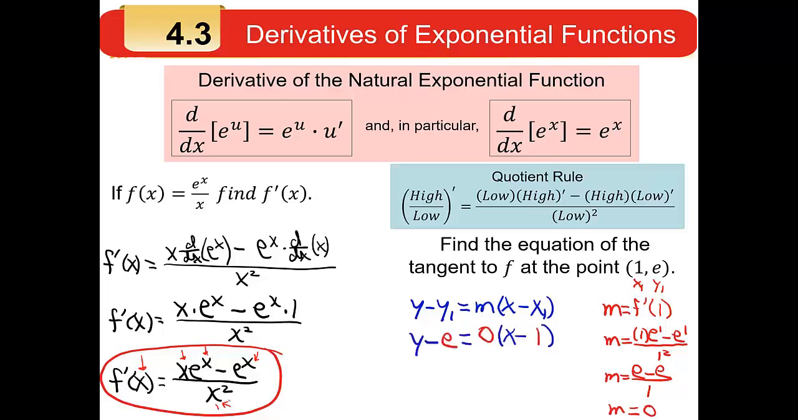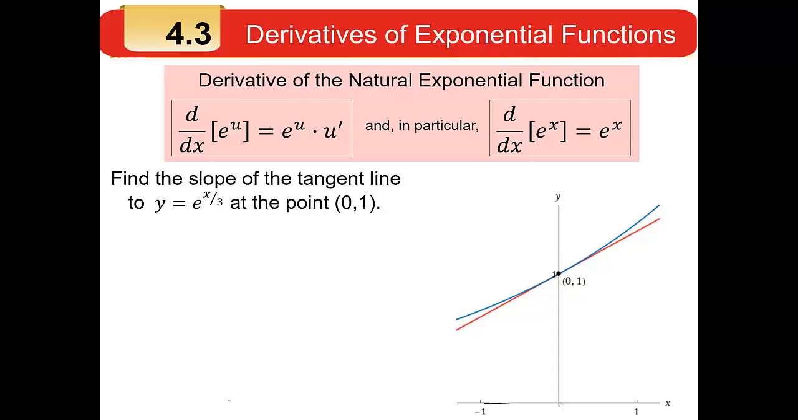But if you plug it in, you get 0 for m, e for y sub 1, 1 for x sub 1, and when you simplify that, the whole right-hand side goes to 0, so you get y minus e is equal to 0, and if you solve that for y, you get y is equal to e. It's a horizontal line that goes through the number e, which is about 2.71828. Same sorts of questions we were answering in earlier sections. It just turns out now we can take derivatives of exponential functions, so we can throw those into the mix when we're working problems like this.